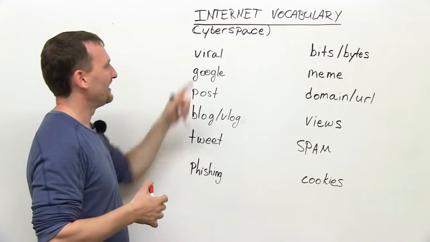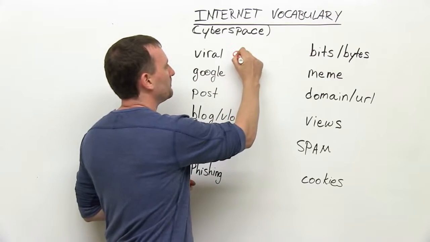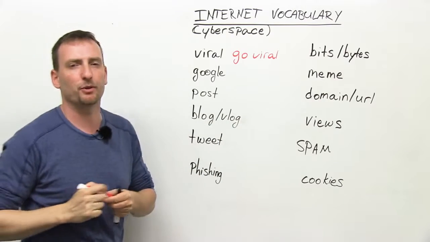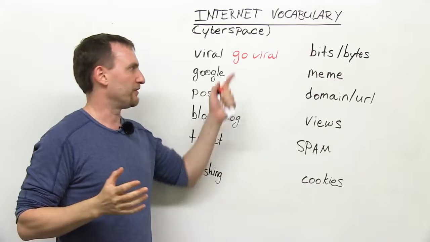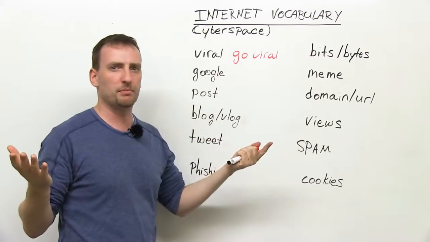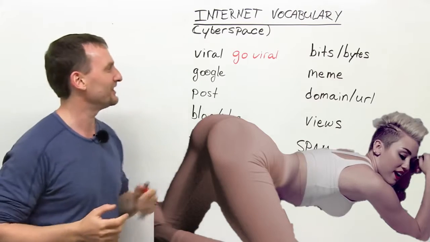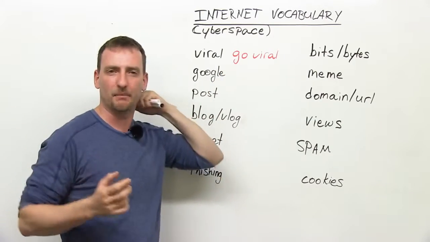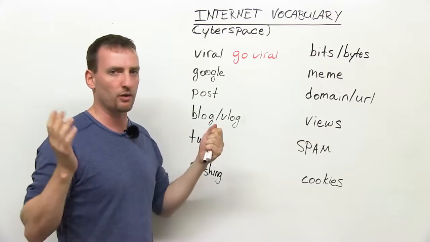Viral, okay? This is an adjective. When something goes viral, it means it spreads very quickly. So for example, I think all of you probably by now have seen Miley Cyrus shake her thing, as it were. That video of her shaking herself went viral. It became a huge hit. Thousands, millions of people saw it all over the world.